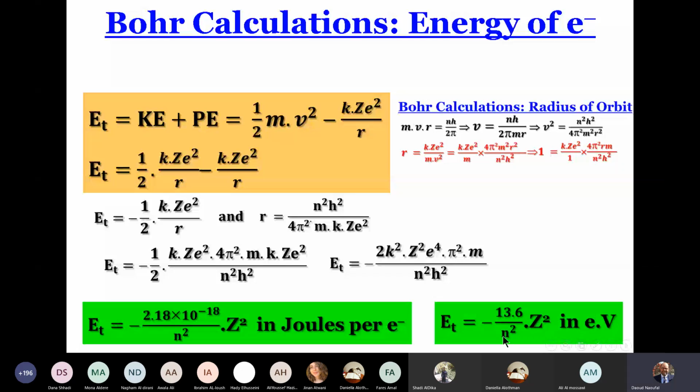The energy can be given in electron volt, or you can apply the formula in joules. The total energy is equal to minus 2.18 times 10 to the minus 18 times Z square divided by n square in joule, or minus 13.6 Z square divided by n square in electron volt.